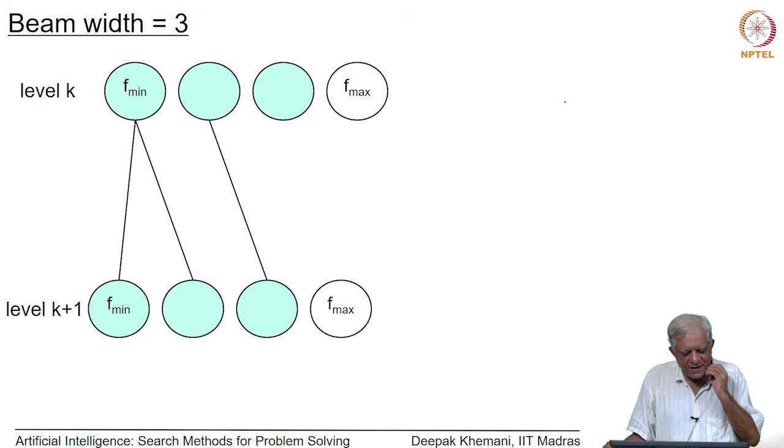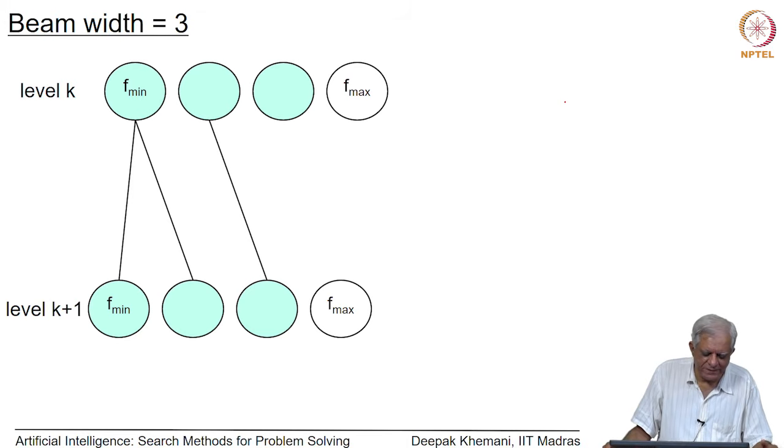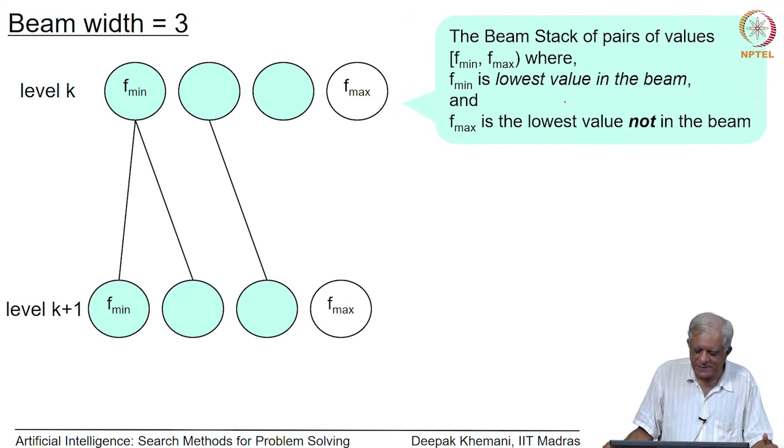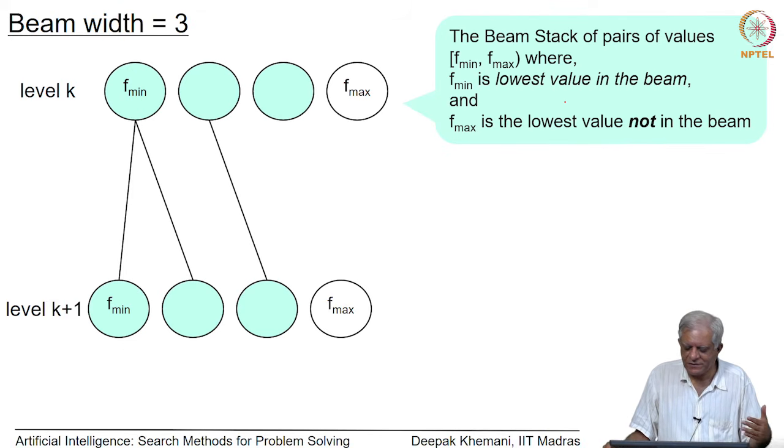So, what is the process like? Imagine that your beam width is 3 and at level k you have those 3 nodes that are drawn on the top, shaded in cyan. Remember, these are ordered from left to right. f min is the smallest f value, then the next one, then the next one, and then the next one. So, there are 4 nodes here. 3 of them are in the beam and the smallest is f min, and the fourth one is not in the beam, and in fact, the fourth one is a marker which will tell us where to start looking if you want to backtrack and come back to that layer again.